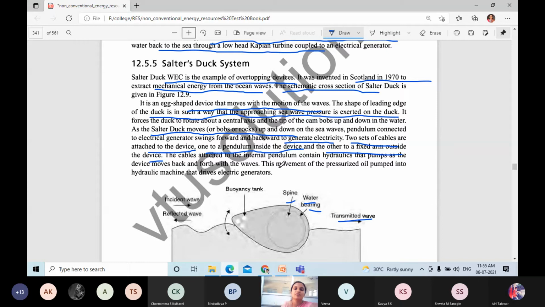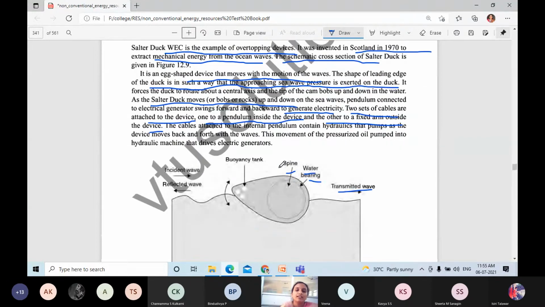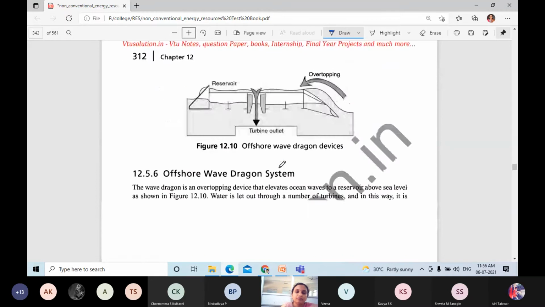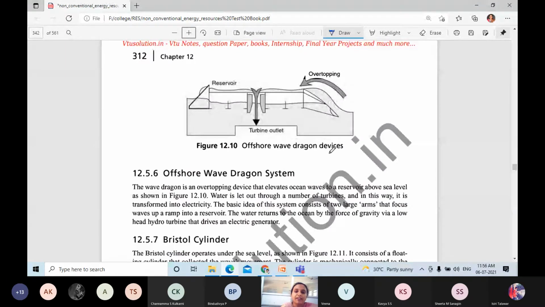This is about the Salter's device. Next, this is an offshore Wave Dragon device. Here, Wave Dragon is an overtopping device that elevates ocean waves to a reservoir above sea level. Water is let out through a number of turbines, and in this way it is transformed into electricity.